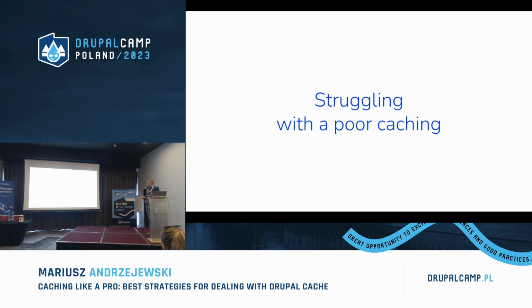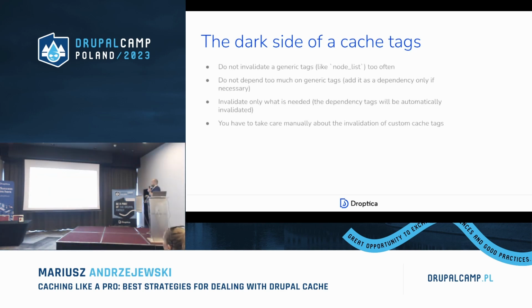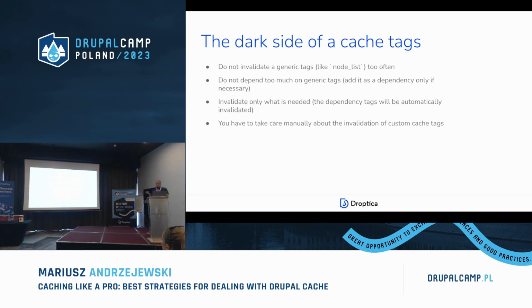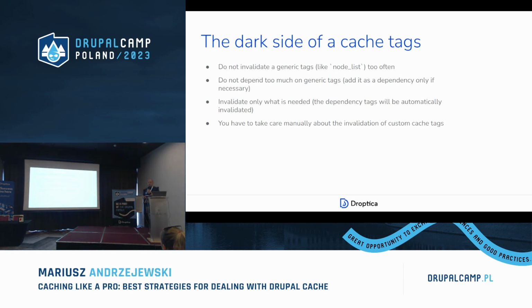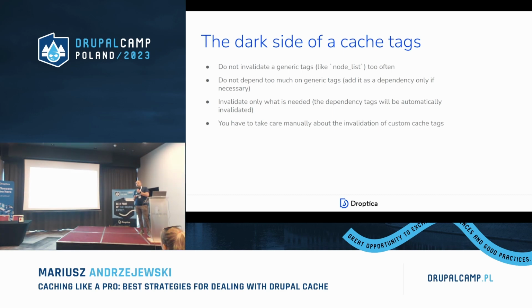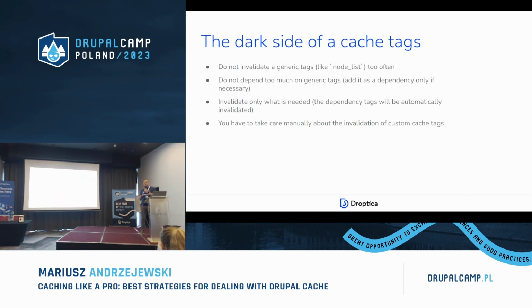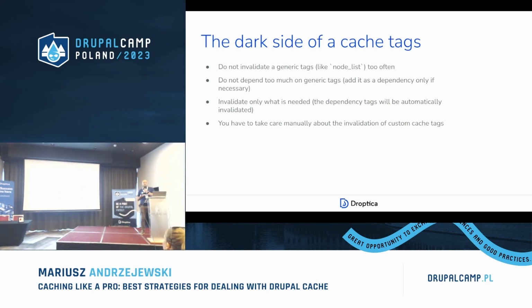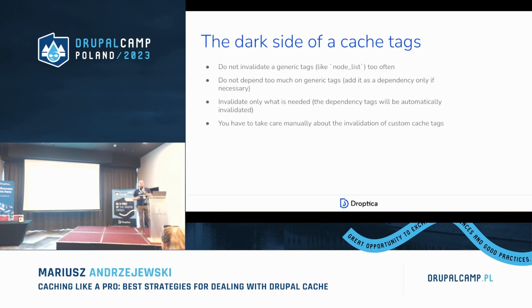Okay, so now we are going to talk a little bit about poor caching, because we may sometimes struggle with a poor cache implementation. First of all, the cache tags, yeah, they work great. That is true, but we should be cautious. We can't add too many dependencies, for example, to our cache tag, because we will end up with having things actually not cached, like we will set the cache max age 0, because the invalidation happened too often.